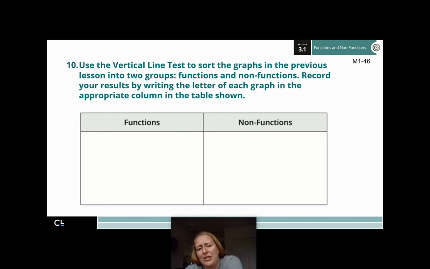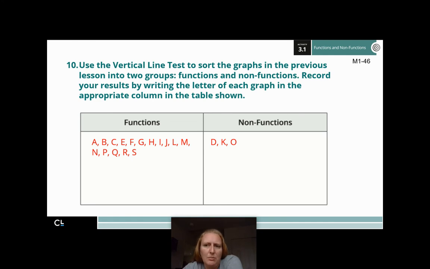So I used the vertical line test on these bad boys, and I found out that graphs A, B, C, E, F, G, H, I, J, L, M, N, P, Q, R, and S were all functions. And then the ones that were not functions: D, K, and O. Thanks, Judy. Yeah. So my non-functions were D, K, and O.